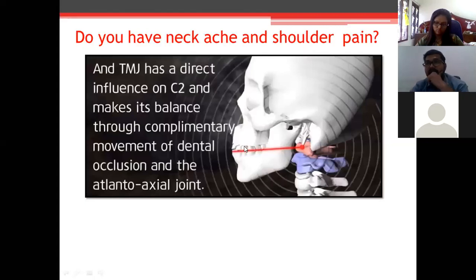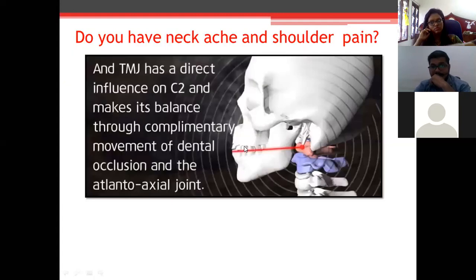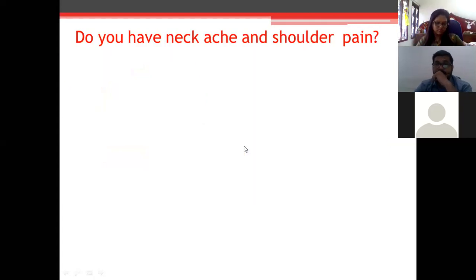Suppose you have given a faulty restoration, like a simple class 1 cavity preparation or a class 2 cavity preparation, or an FPD, or an implant with a high point. What happened? That affects the C1 C2 junction. So how does it affect the C1 C2 junction? That is important. When you alter the occlusion in an inappropriate manner, not in a proper way, there will be a subluxation in the junction of C1, C2. I have a slide.